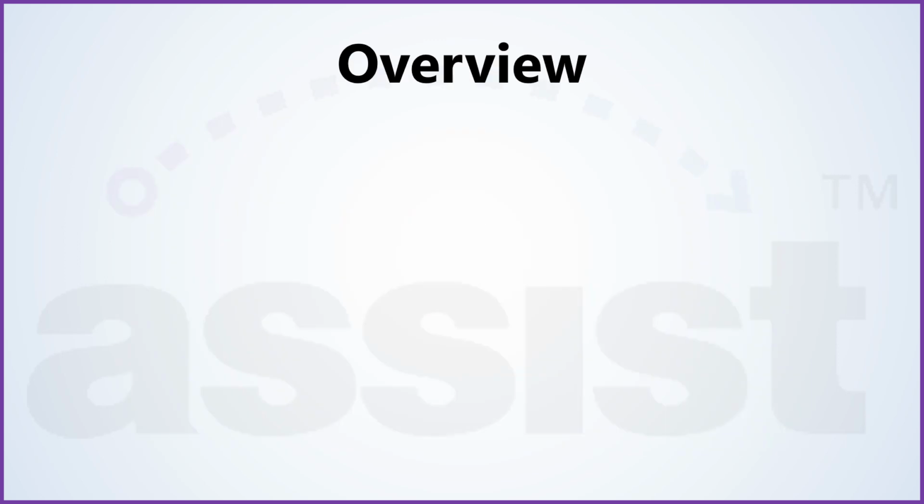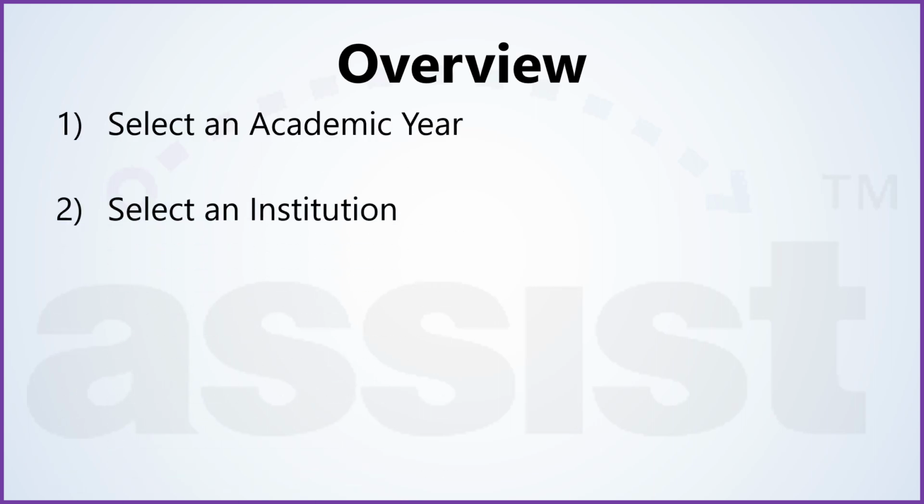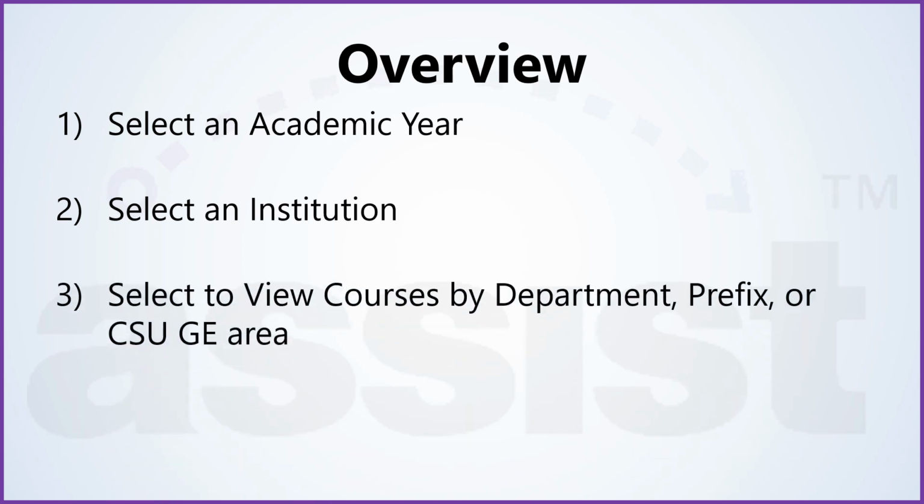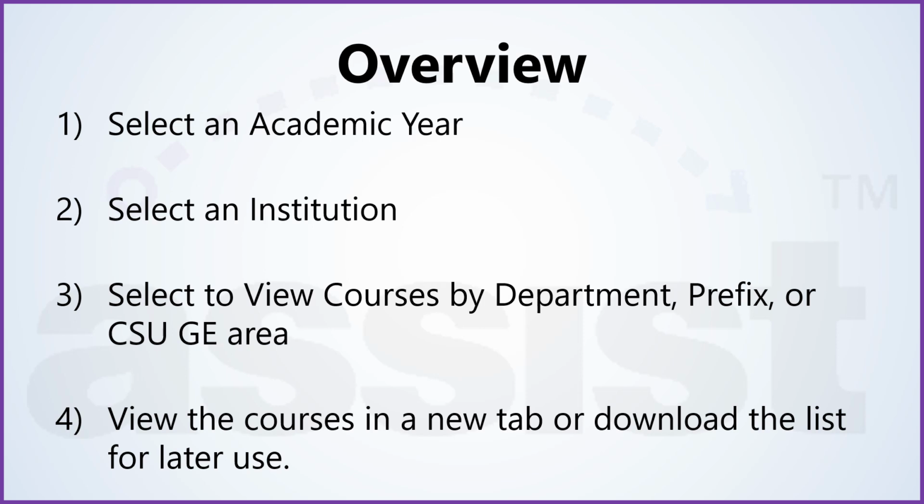To find courses that satisfy CSU GE-Breadth Areas, there are 4 general steps. First, you'll select an academic year. Second, you'll select an institution. Third, you'll choose to view courses by department, prefix, or CSU GE area. And fourth, you'll view the course list in a new tab or download the list for later use.